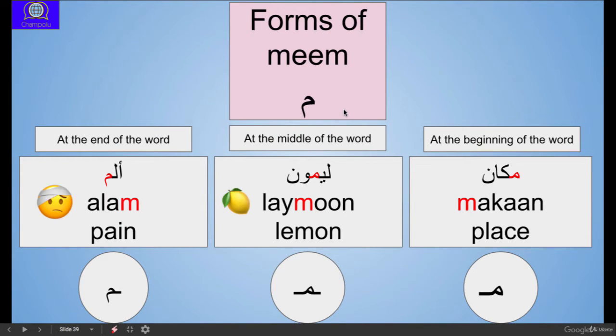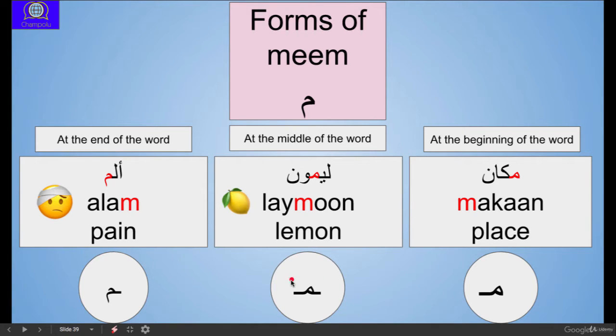The letter mim corresponds to the sound m, like the letter M in English, and it takes a number of different forms. This is how it looks when it is separate, and this is the initial form, this is the medial form, and this is the final form. Notice that the medial form here might be similar to medial forms of letters that we have seen before. Which one is it?